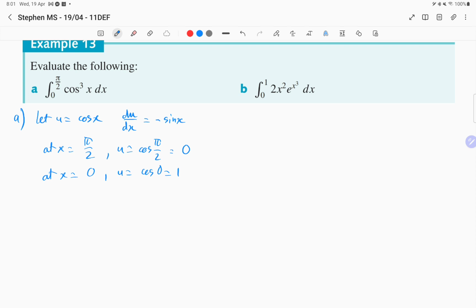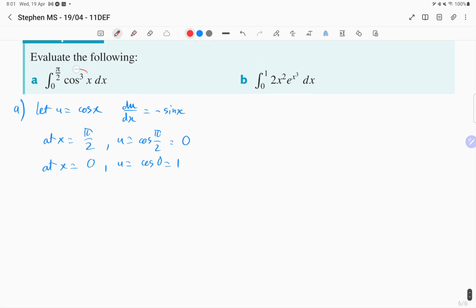Alright, okay. So now, the thing is, this one, du over dx is negative sine x, you see? But there's only cos cube x. So how do we get the negative sine x in there? You have to derive the cos, so that you get it, and then you times negative 1 in, right?